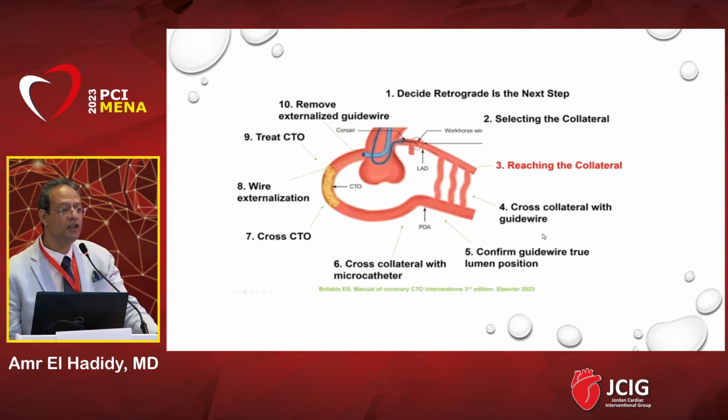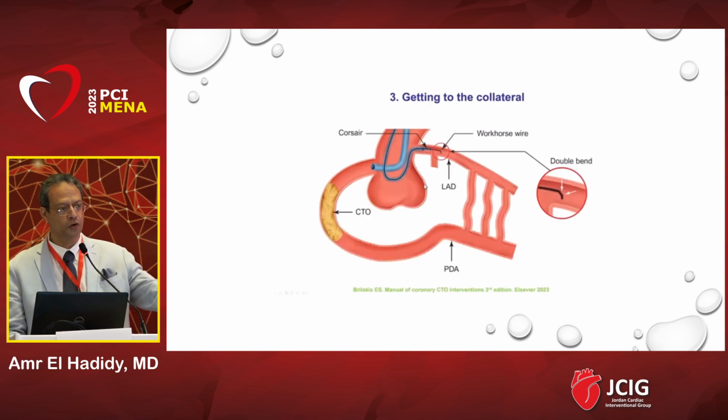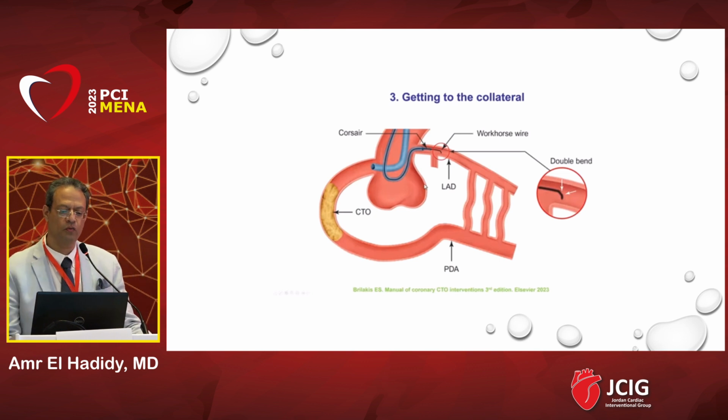And then, when you reach the collaterals, how do you reach them? You need the usual workhorse wire, for example Cyan Blue or whatever wire you like, with a bend in this wire to catch the collaterals or septal collaterals. This is very important to start, and then you push the microcatheter behind, and then you can change this wire again to go for a retrograde wire.